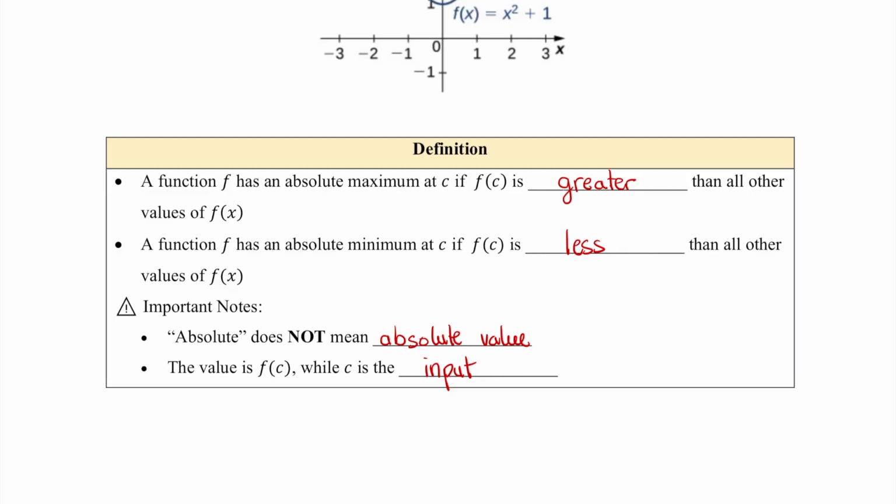So, to summarize, absolute maximum is the highest value. Absolute minimum is the lowest value. And both together are called absolute extrema.